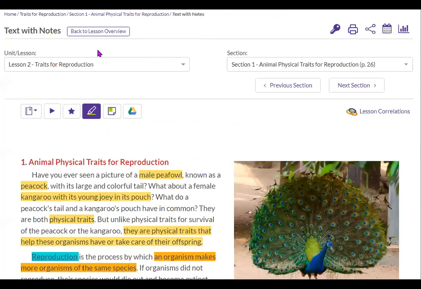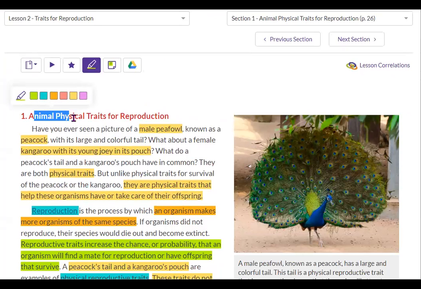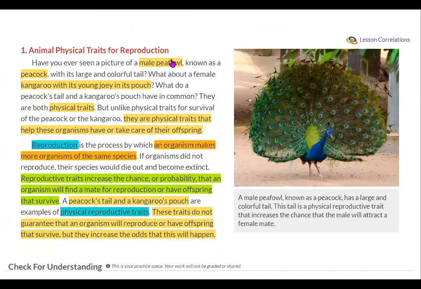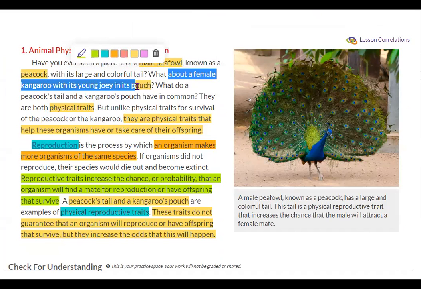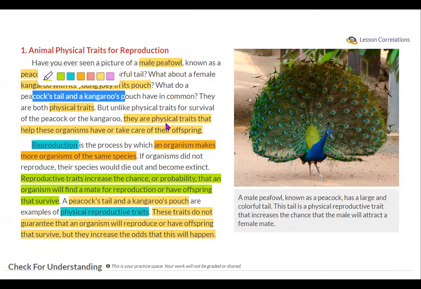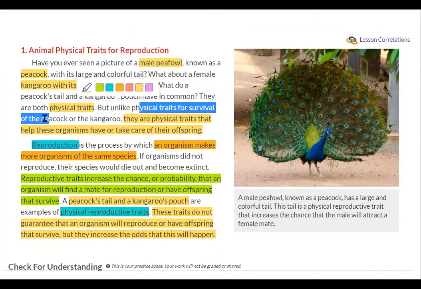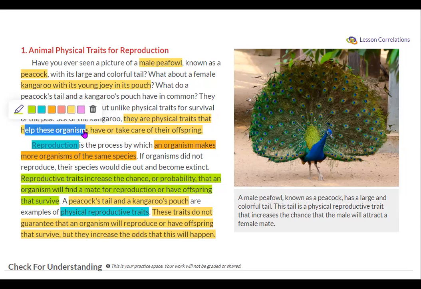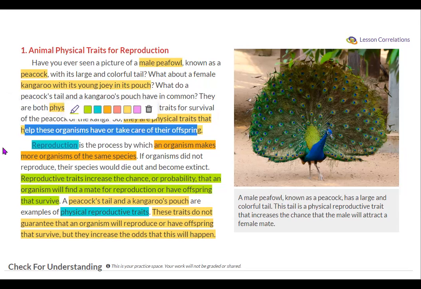And so here we have section 1, animal physical traits for reproduction. This is a male peafowl, also known as a peacock. In the past, we've seen videos about the female kangaroo with its joey in the pouch. We also have seen a peacock's tail, and how it can show off its tail to a potential mate. Both of these are examples of physical traits. Unlike physical traits for survival, for the peacock and kangaroo, these are physical traits that help these organisms, or living things, take care of their offspring.